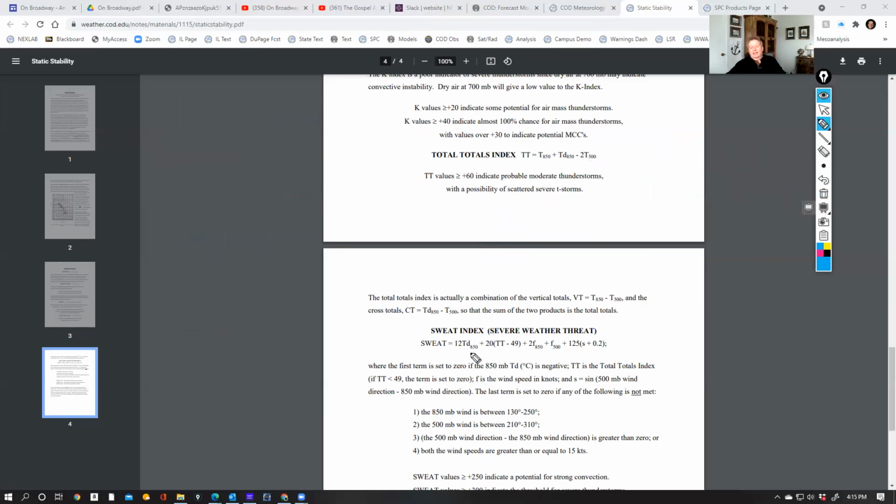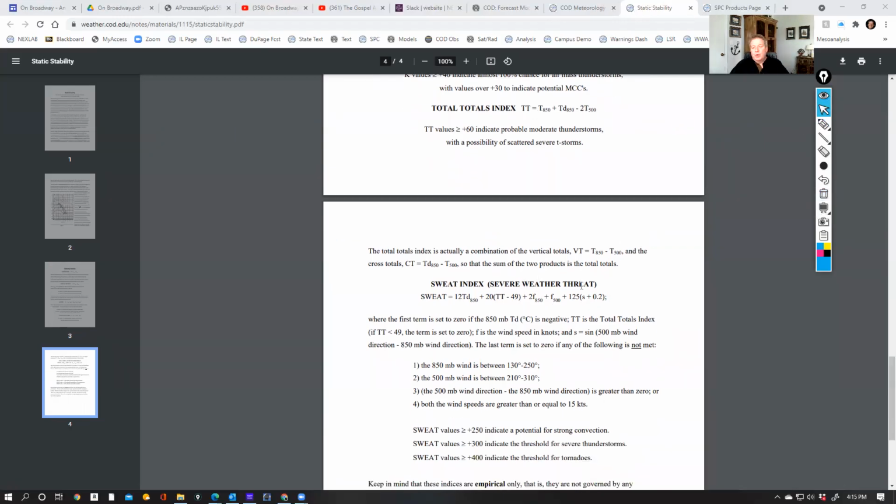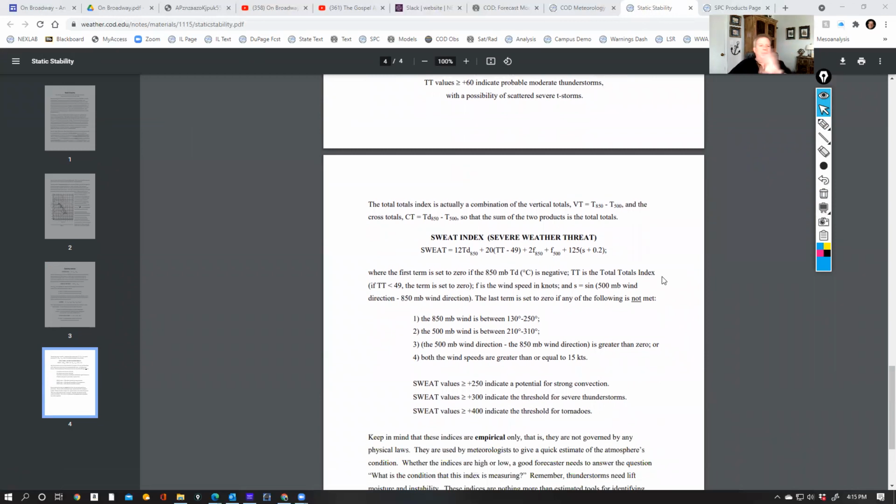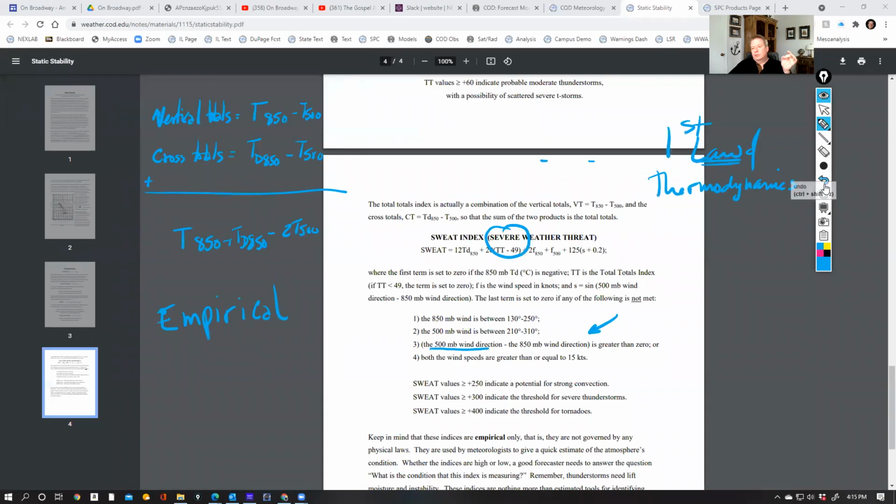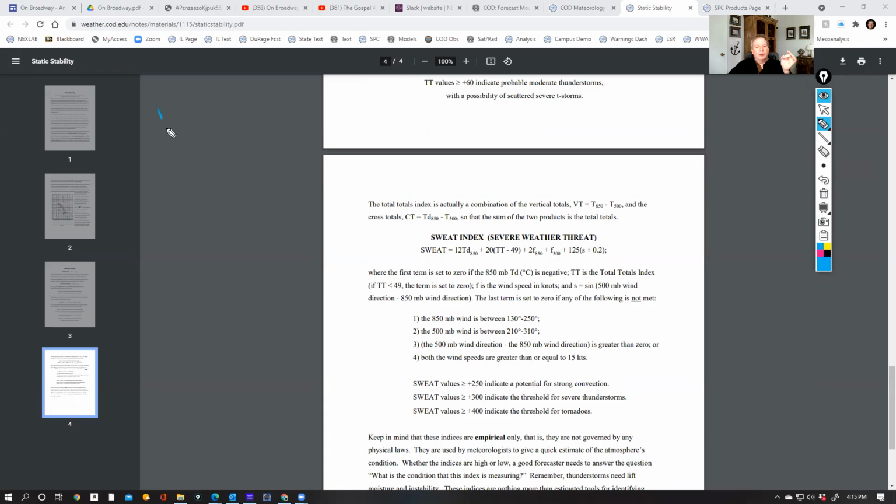So the last one is the sweat index. And the sweat index is interesting because it stands for severe weather threat. So we said we had lift, moisture, instability. There's no lift. We had moisture and instability. But now we want to do the last thing for severe weather, which is vertical wind shear. So we're adding in some shear terms. So the first thing we do is we say, hey, the sweat index is this formula. Now, guys, you're going to have the formula on the test, so you don't have to memorize this.